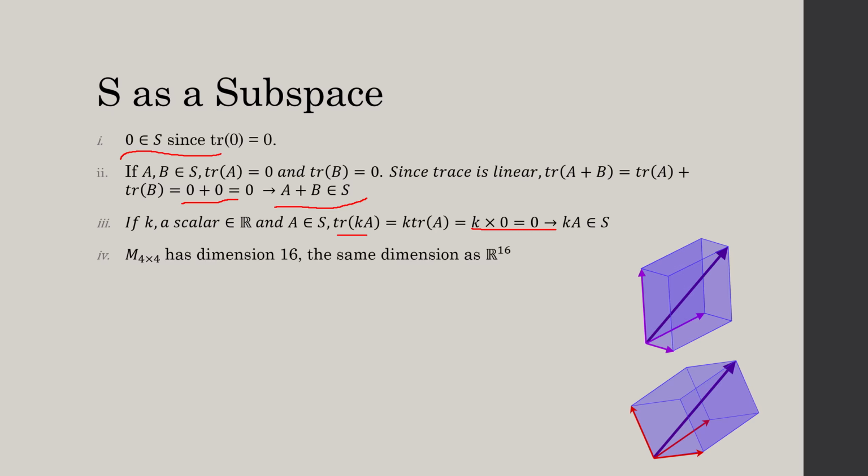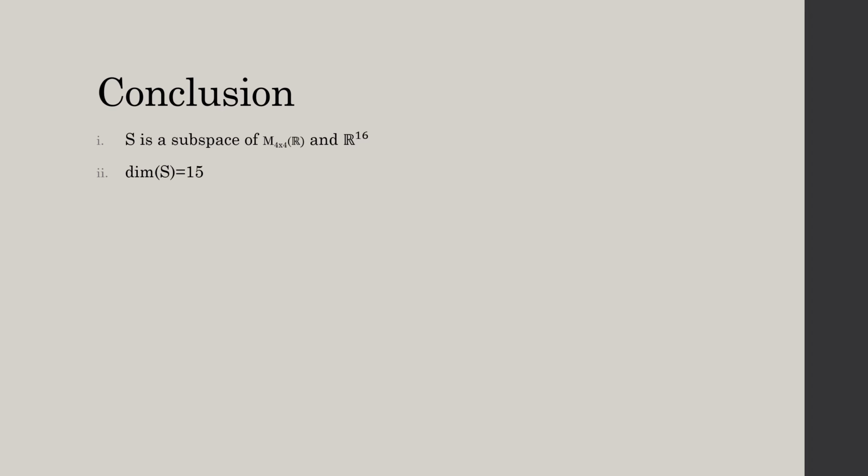Going to our conclusion slide, we're going to say that S is a subspace of M, and there's one mistake on this slide. Can you catch it? Well, you should be able to catch it because it's on the next line, but it's not the subspace of R16. It's a subspace of R15. Hopefully you caught on to that.